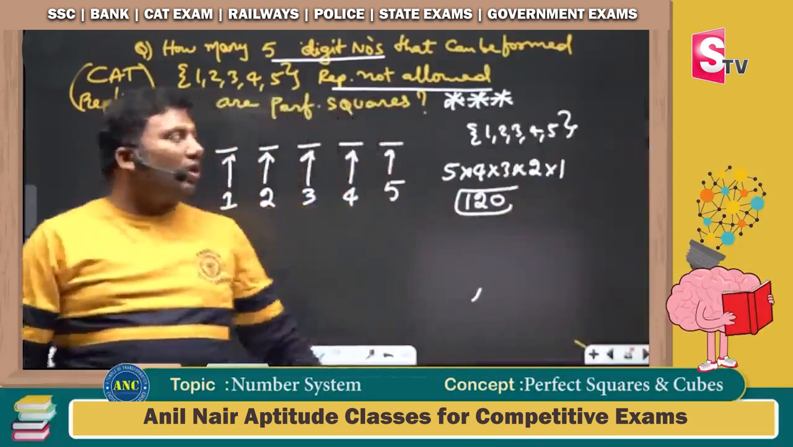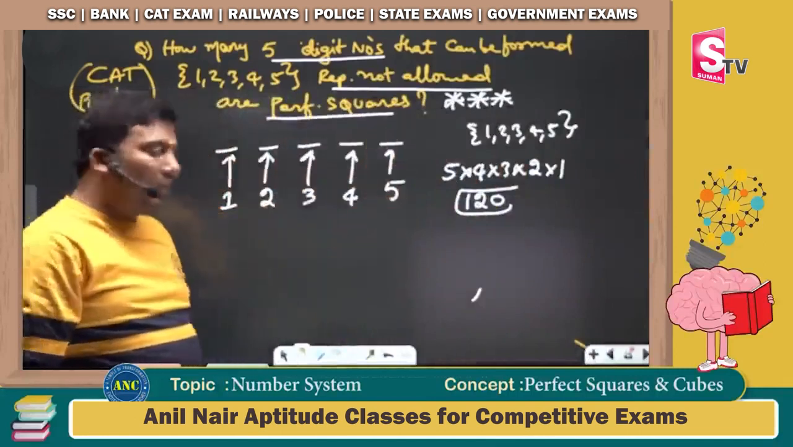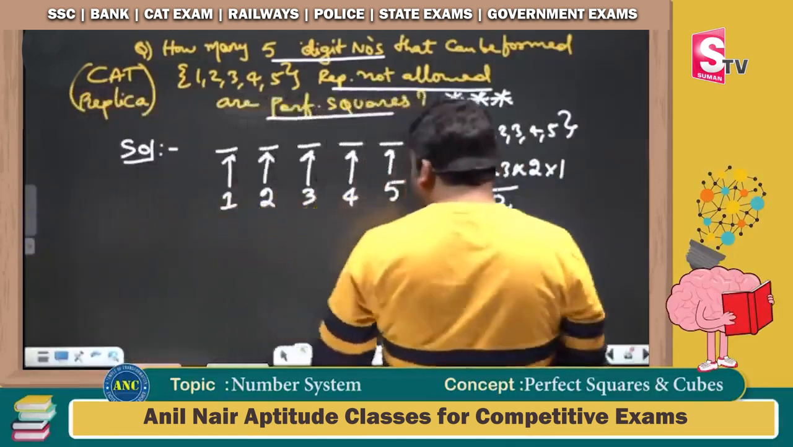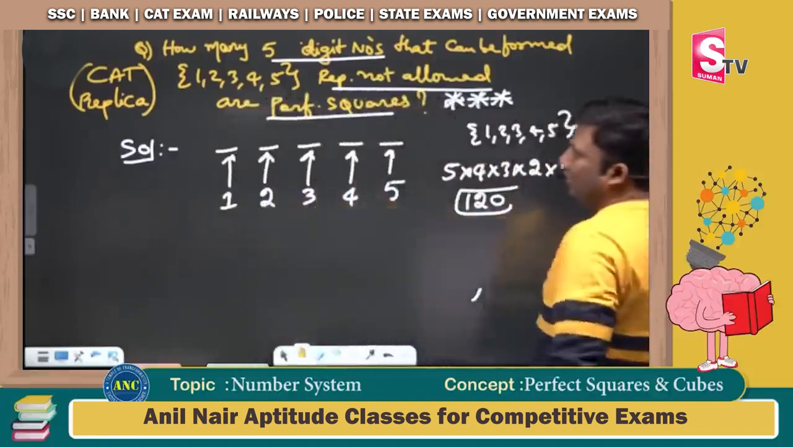Out of these 120 numbers, which are perfect squares, he is asking. Very good question. Students who think logically will get this answer very fast.